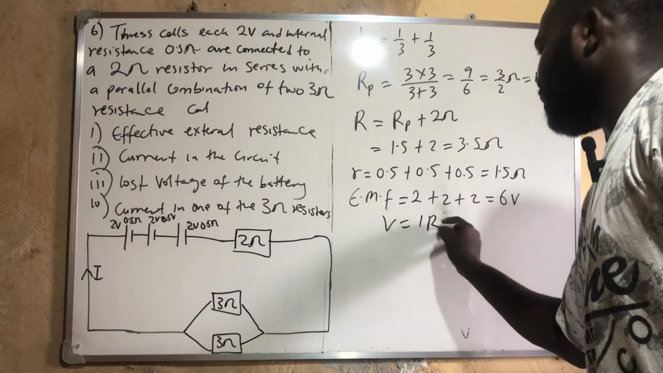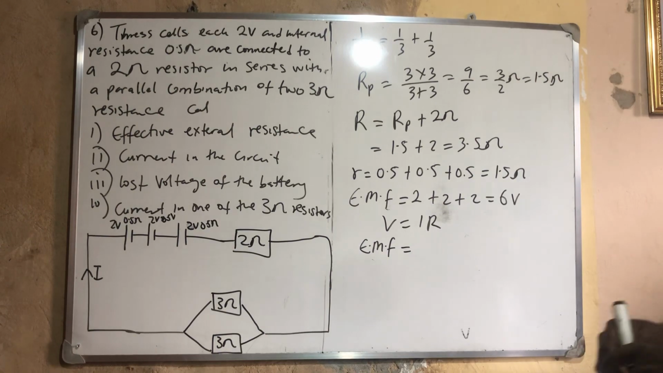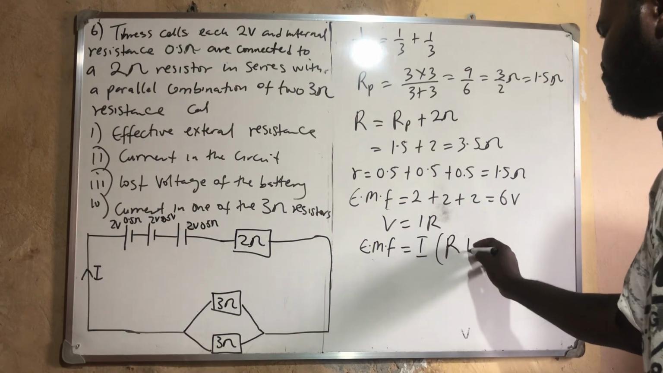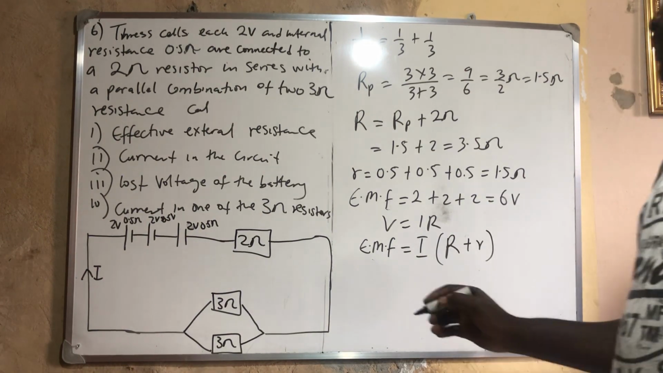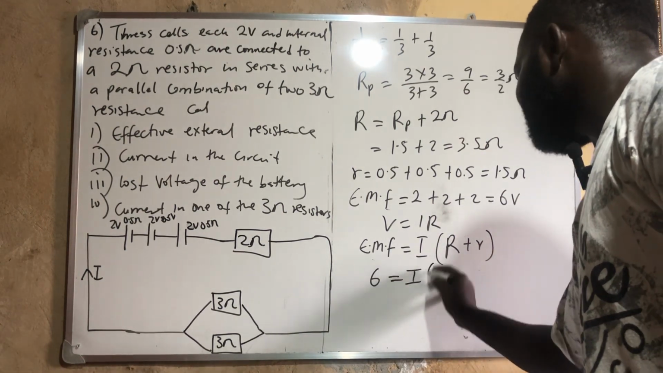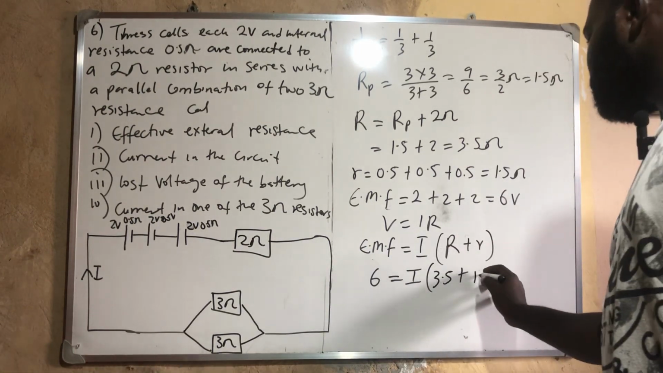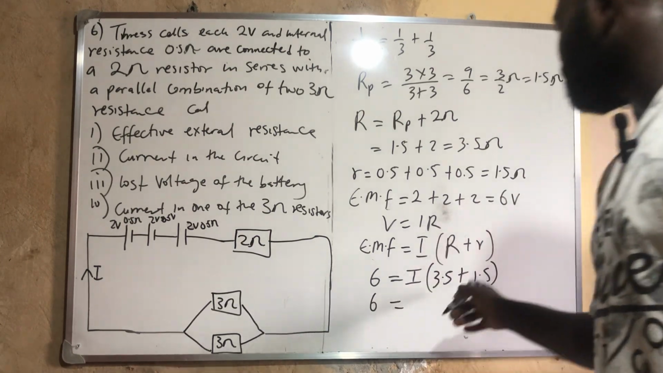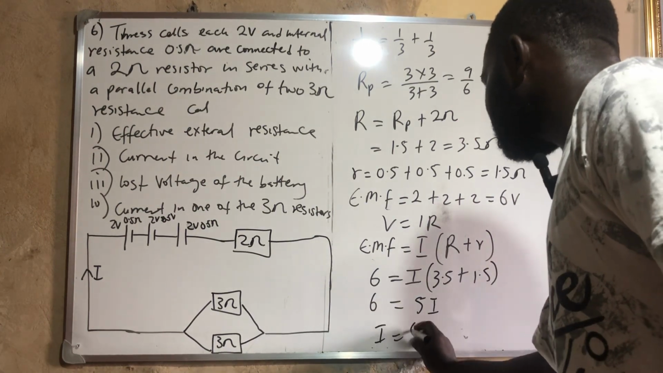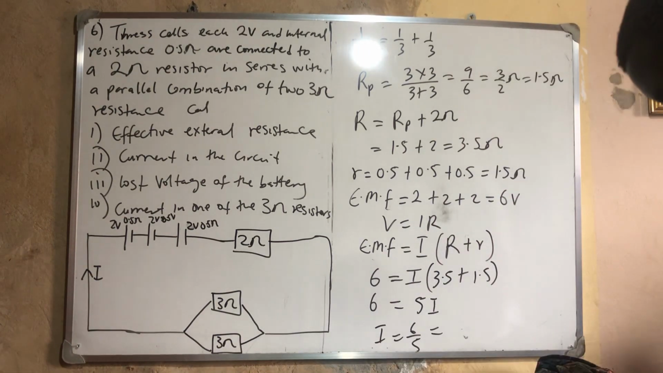So I know that V is equal to IR. I'll change this my V to my EMF, sorry. Then my I is what I'm looking for. But this my R will change to the big one plus the small one, both the external and internal. So my EMF 6 is equal to the I I'm looking for times my big R, which is 3.5, plus my small r, which is 1.5. So what do I have? 6 is equal to 5I. So my I will now be what? 6 divided by 5, which is what?